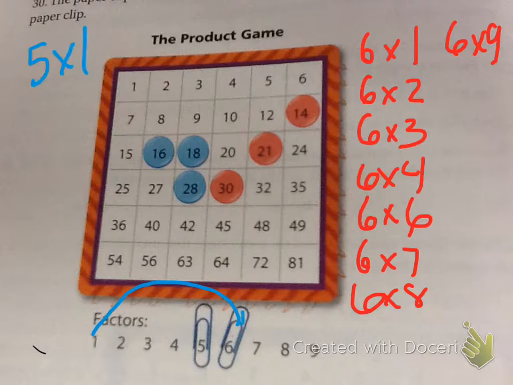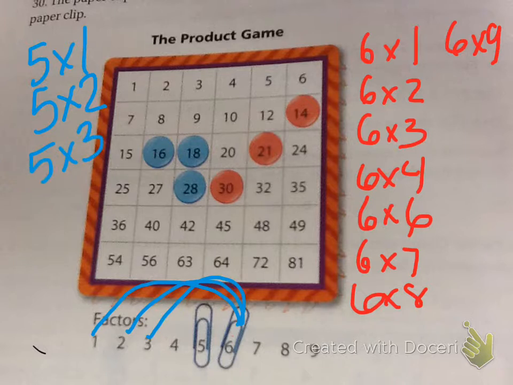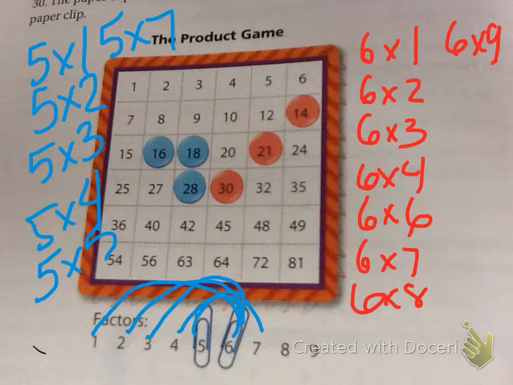1. Move it to the 2. 5 times 2 because that's not taken yet. 5 times 3 isn't taken yet. 5 times 4. 5 times 5 isn't taken yet. 5 times 7. 5 times 8. And 5 times 9. Because those numbers aren't selected yet.